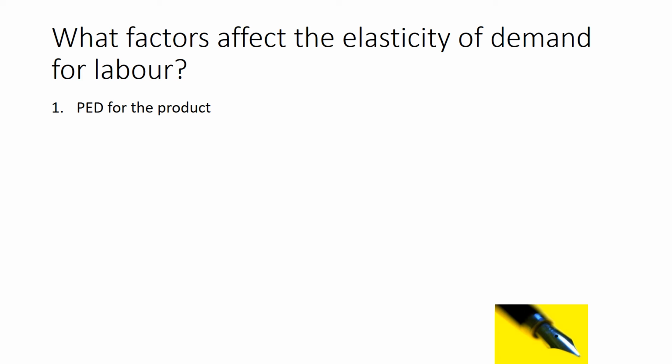So the first thing is the price elasticity of demand for the product itself. We've talked already about the fact that labour is a derived demand. The demand for car assembly line workers is derived from the demand for cars. This also means that the price elasticity of demand for cars will affect the wage elasticity of demand for labour. So if demand for cars is price inelastic, demand for car assembly line workers will be price inelastic. And if demand for cars is price elastic, then demand for car assembly line workers will be wage elastic.